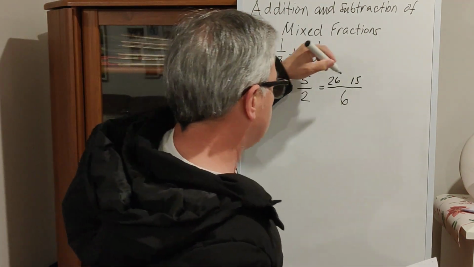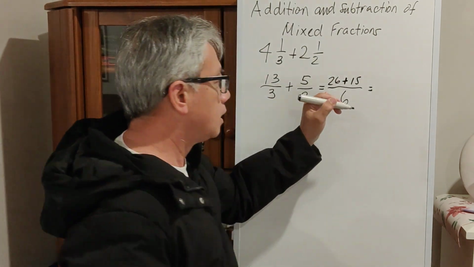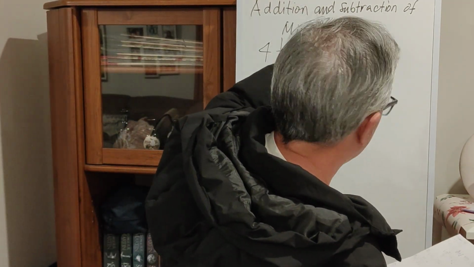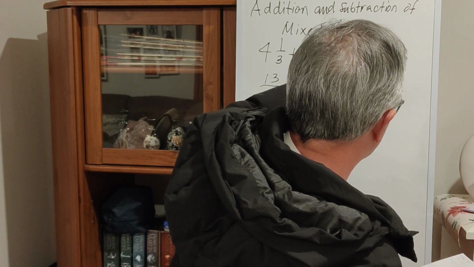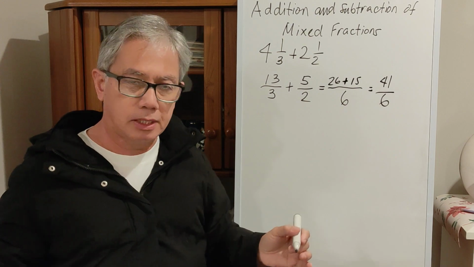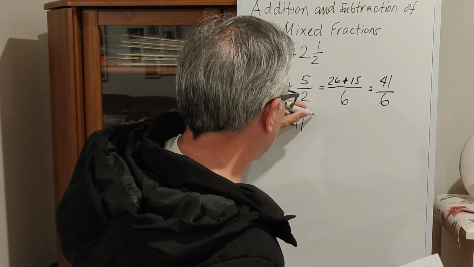So this is addition, so let's put addition. Now we add this 26 and 15, 41 over 6. So we can leave it as it is, or we can change it back to mixed fraction. To change this back to mixed fraction, we divide it.